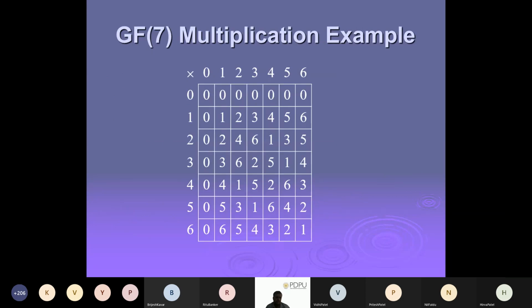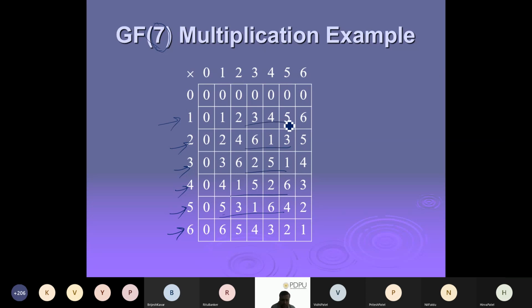Now look at this. Previously we saw a multiplication example of 8. Now you can see the example of 7. Now 7 is a perfect example of a prime p, because you can see in each row, a number is never repeated, right? Every number comes once. That you can see.